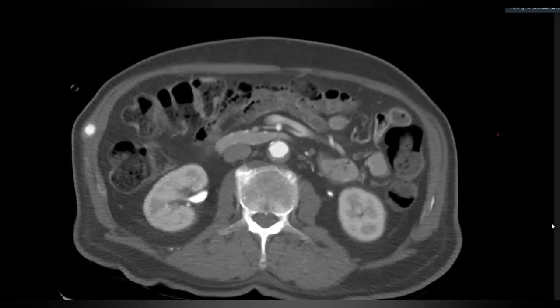Sir, on the given images, there appears to be asymmetrical thickening of the abdominal aorta, which is not significantly causing the narrowing of the aorta. Few atherosclerotic plaques are also seen. Also, there appears to be an enhancing lesion in the right lateral abdominal wall, which has the same density as that of the aortic contrast.